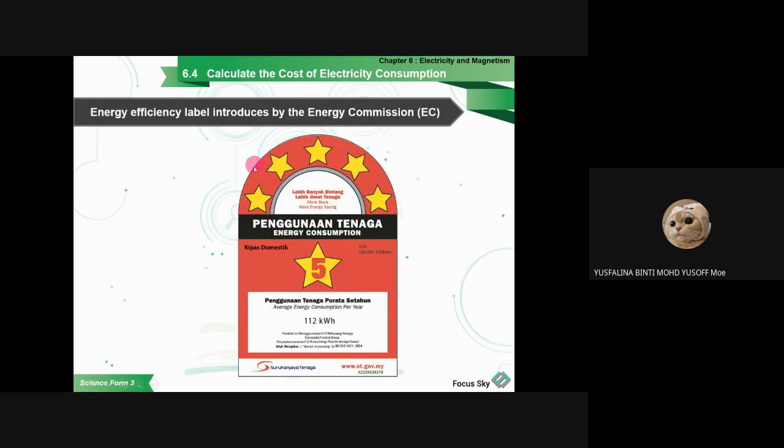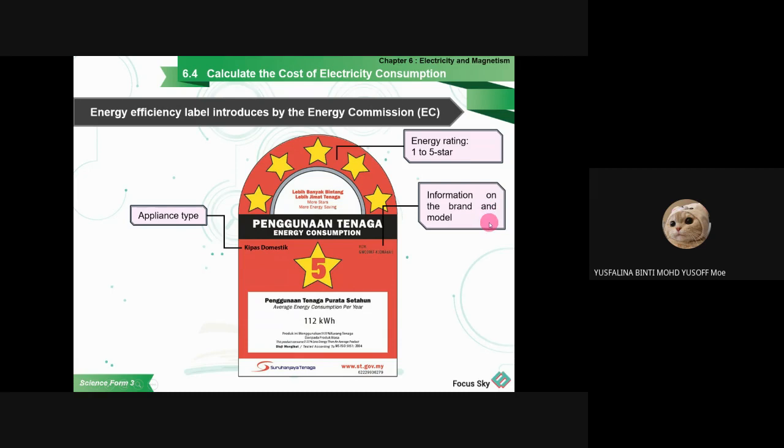I'm sure if you buy an electrical appliance, let's say a refrigerator or a television, you will see this kind of symbol, like a sticker there. This is actually to show the energy consumption and the energy efficiency. So let's see the first one, this is the energy rating, 1 to 5 star. More stars means more energy saving. And this is the appliance type, so what type of electrical appliance you buy. And this is the information on the brand and model on your right side.